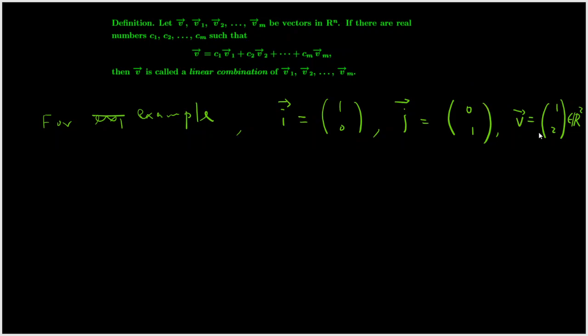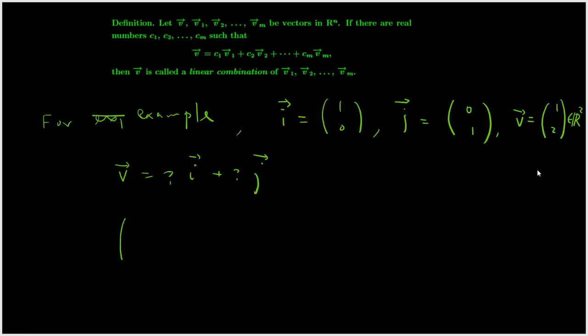But now my question is, is V a linear combination of I and J? Do not tell me yes or no right now. By that I mean, is it possible to write V as a number times I plus another number times J? If you can find two numbers so that V can be written as a number times I plus another number times J, then we say V is a linear combination of I and J. Now I'm looking for the two numbers.